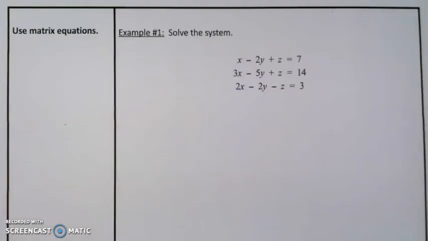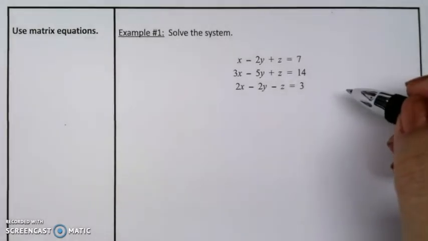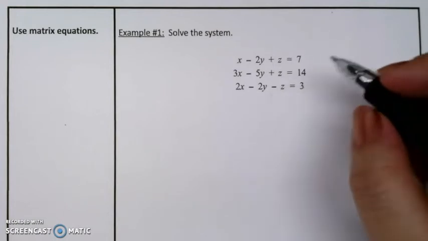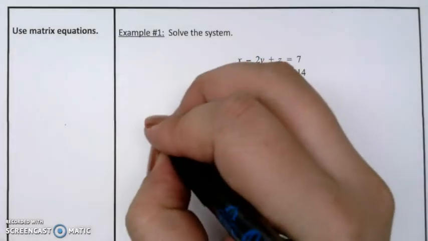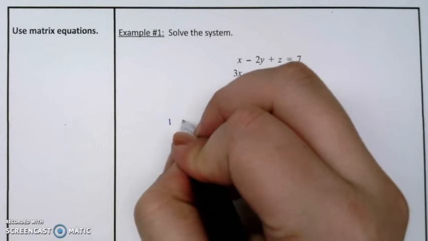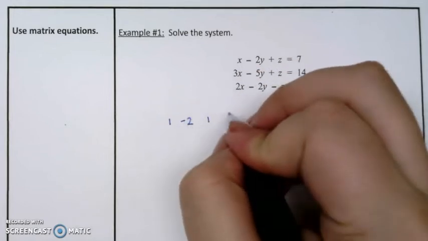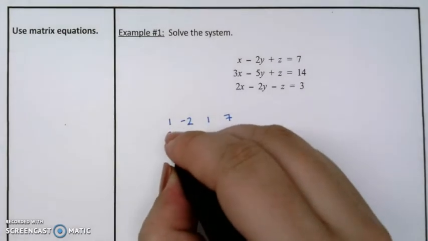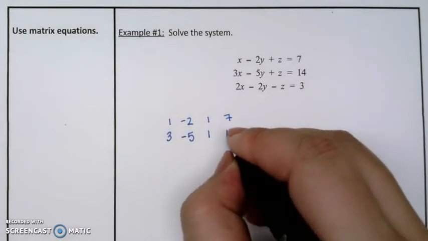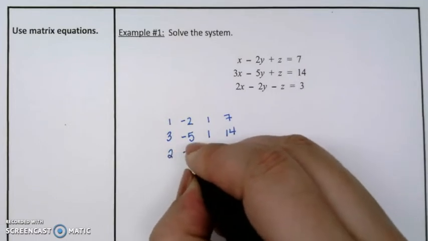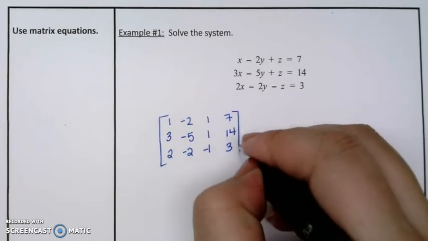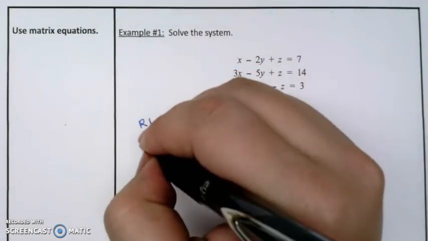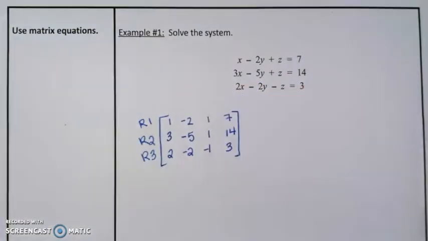All right, let's take a look at actually using this. Okay, so in example 1, we want to solve this given system of equations. So we're going to go ahead and put it into a matrix. Now remember, the matrix is using just the coefficient of each term. So our matrix will have 1, -2, 1, 7, 3, -5, 1, 14, 2, -2, -1, 3. And we would call this row 1, row 2, and row 3.